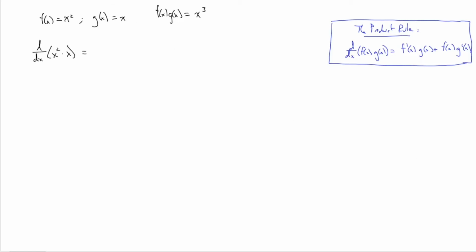Using the product rule, we get that the derivative of x squared times x is the derivative of the first, that's the derivative of x squared, which is 2x, times the second, and the second function is just x, plus the first function, which is x squared, times the derivative of the second function, and the derivative of x is just 1. And so that's 2x squared plus x squared, which is just 3x squared, which we happen to know is the derivative of the product of x squared and x, the derivative of x cubed. So at least in this one case, it works.